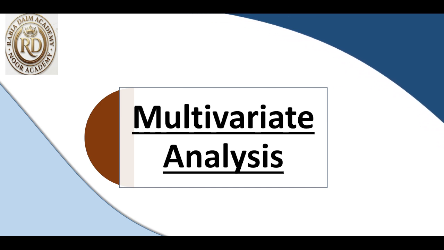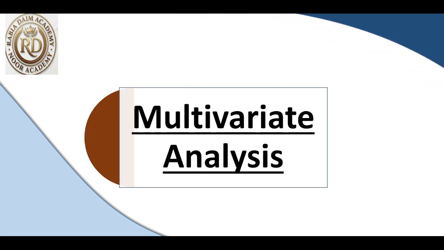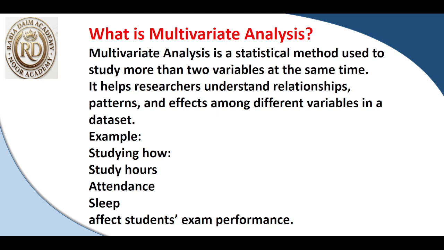What is multivariate analysis? Multivariate analysis is a statistical method used to study more than two variables at the same time. It helps researchers understand relationship patterns and effects among different variables in a data set. For example, studying how study hours, attendance and sleep affect student exam performance.